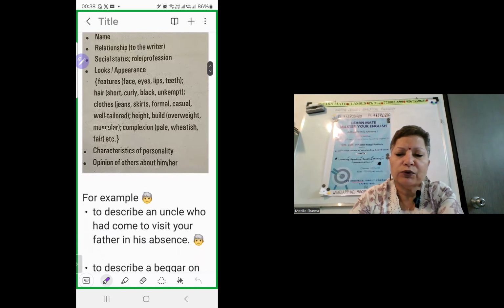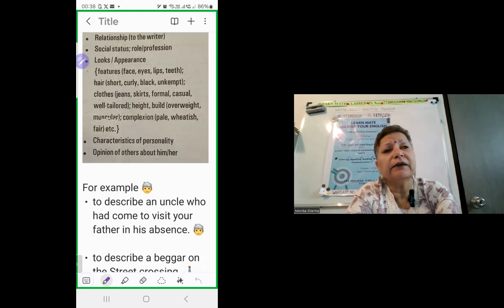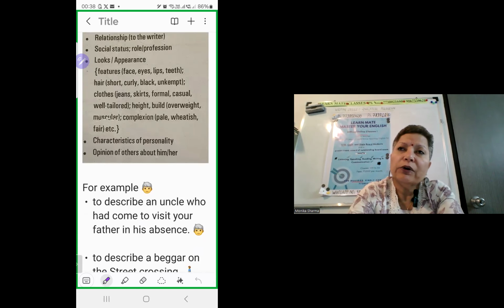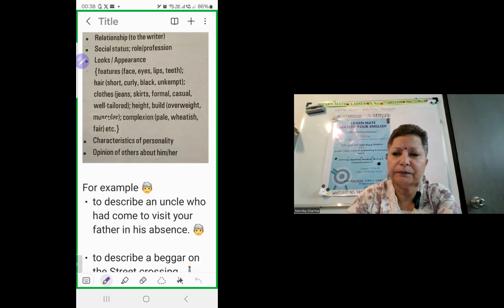Now, I've just given you two examples. Like in your previous year's papers, you've been asked to describe an uncle who had come to visit your father in his absence. So suppose your father then asks you to describe that uncle, you will have to say, okay, when there was a bell at the door, and when I opened the door, there was this gentleman who introduced himself as dash dash, and he was short, etc., etc. So this is how you continue. Okay.